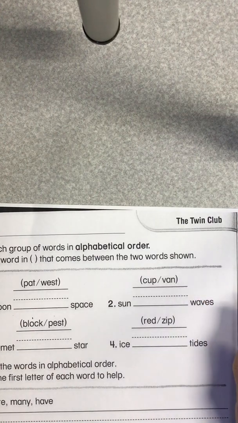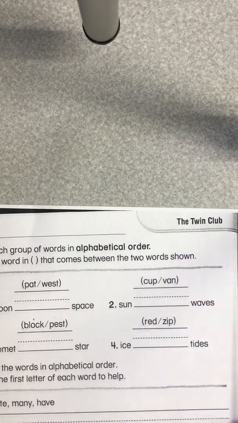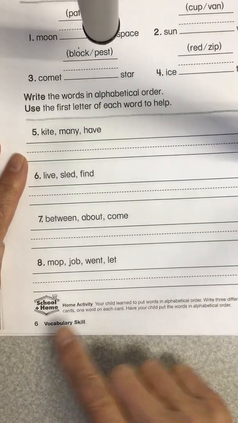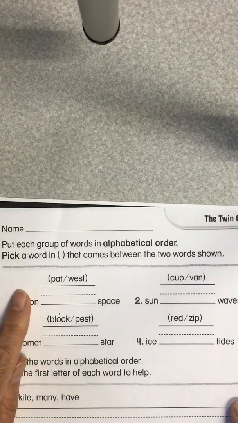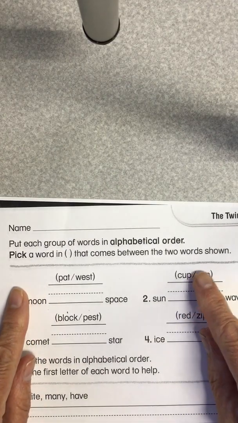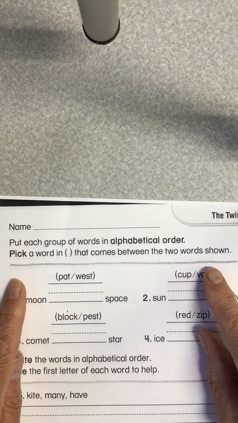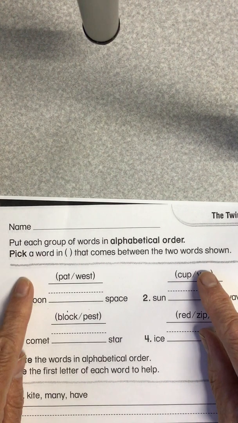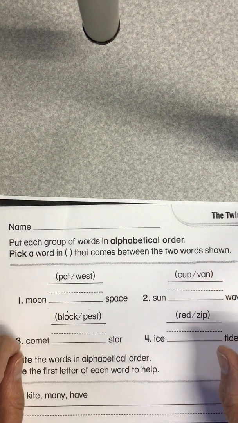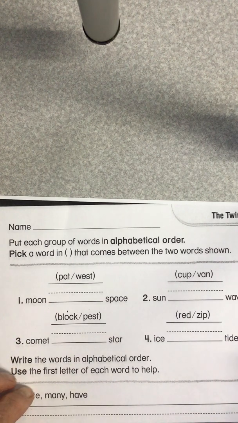Okay, the page that we're working on next comes from our unit, the Twin Club. This is page 6, and it's about putting things in alphabetical order. Well, if you've ever noticed that the contacts in your phone are in alphabetical order, so you can find them easily, words in a dictionary are in alphabetical order. It's just a way of organizing to find things quickly. In fact, my students' names are in alphabetical order so I can find you easily.